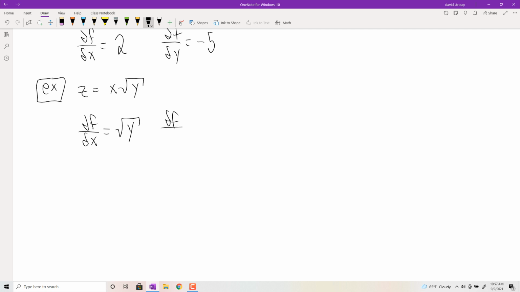Let's do the derivative with respect to y. Now the x part is constant, so you just kind of leave that part alone. Let's rewrite this so it's easier to take the derivative, doing the power rule. So bring down the 1/2 y to the negative 1/2, and then we can clean it up a little bit.